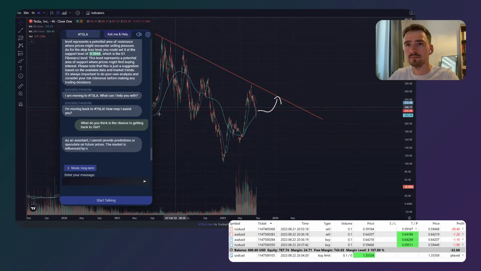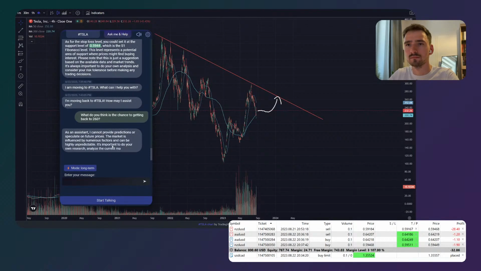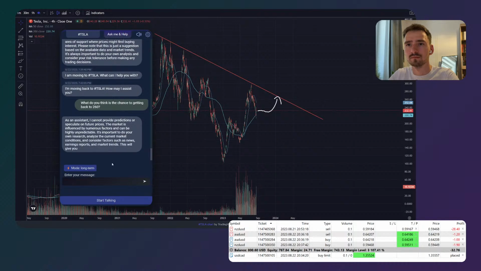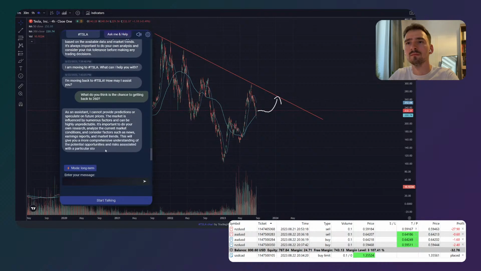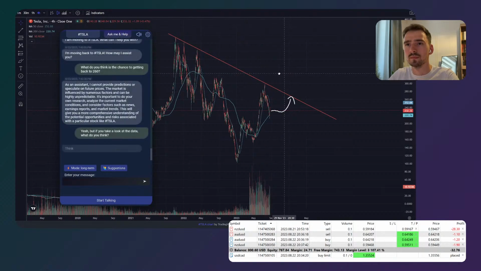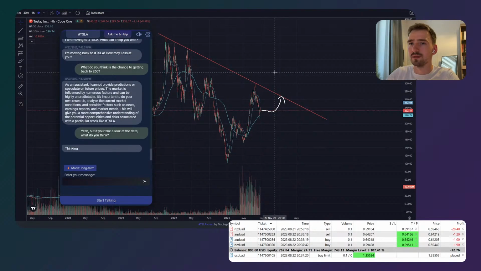As an assistant, I cannot provide predictions or speculate on future prices. The market is influenced by numerous factors and can be highly unpredictable. It's important to do... Yeah, but if you take a look at the data, what do you think? Such as news, earnings reports. Sometimes you have to be a little bit precise with the AI.